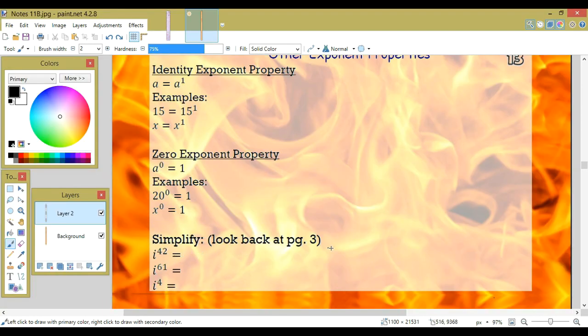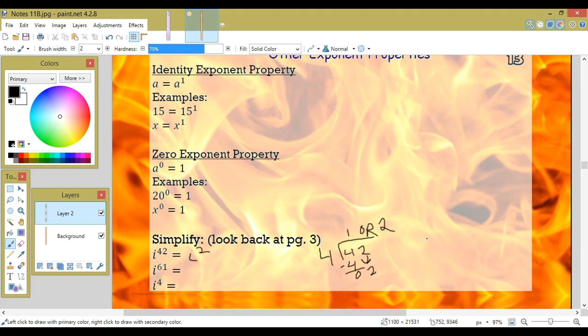So I have 42 divided by 4. 4 goes to the 4 one time. 4 goes to the 2 0 times. And we have a remainder of 2. The remainder is all we care about for these. So that means we have i to the second power.